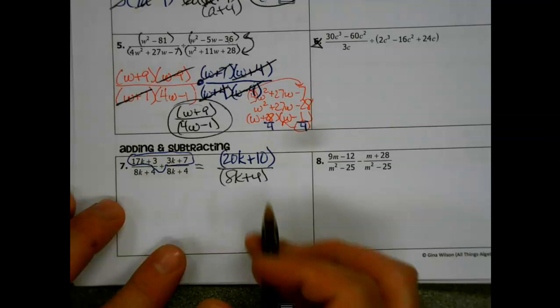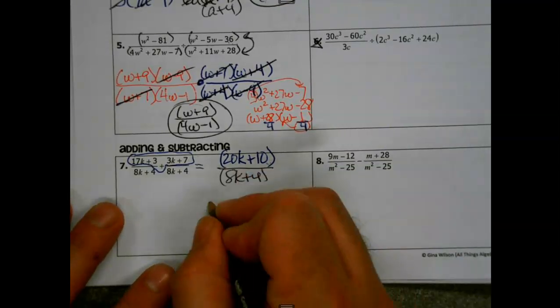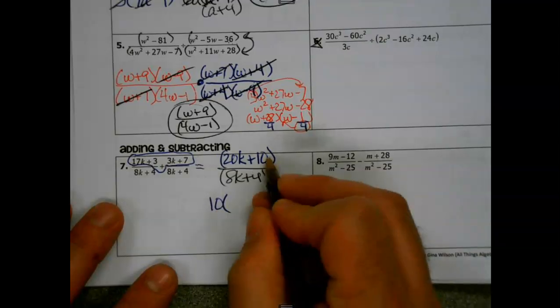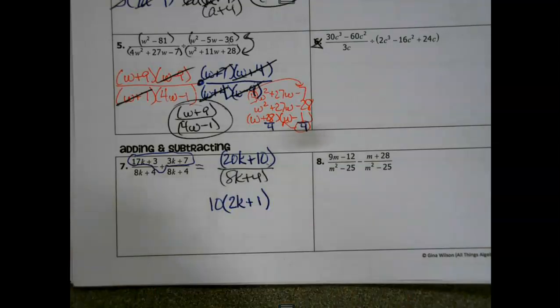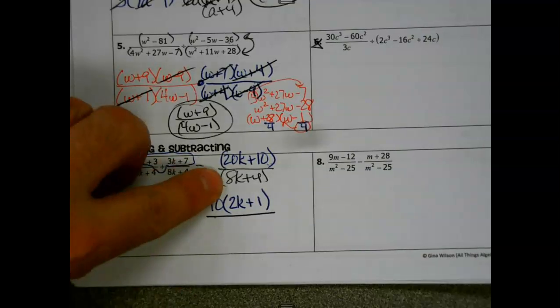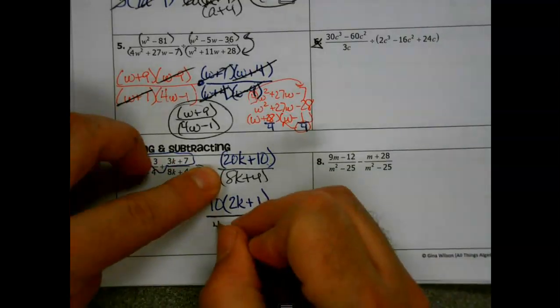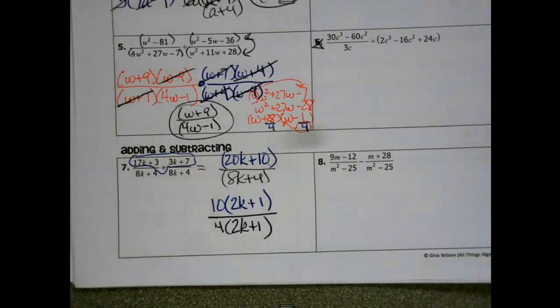Yes. Biggest number that goes into 10 and 20? 10. So we're going to divide each of these by 10. What about the denominator? 4. Oh, what a coincidence. 2k plus 1.